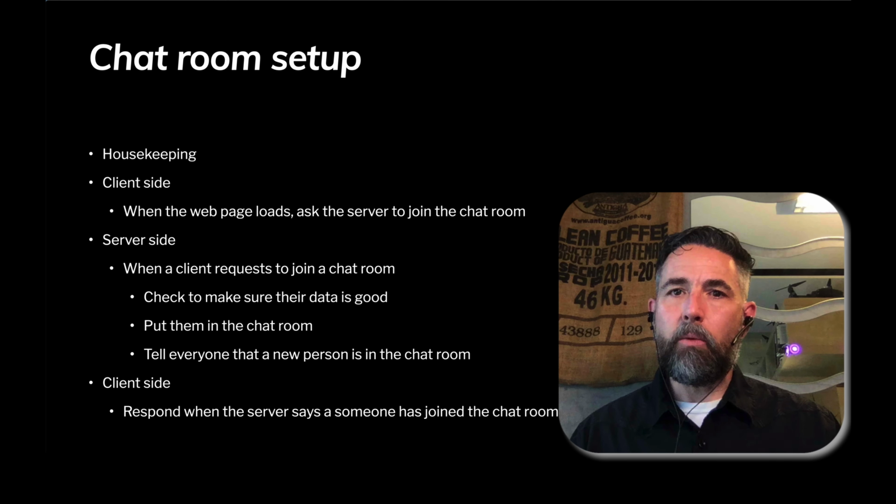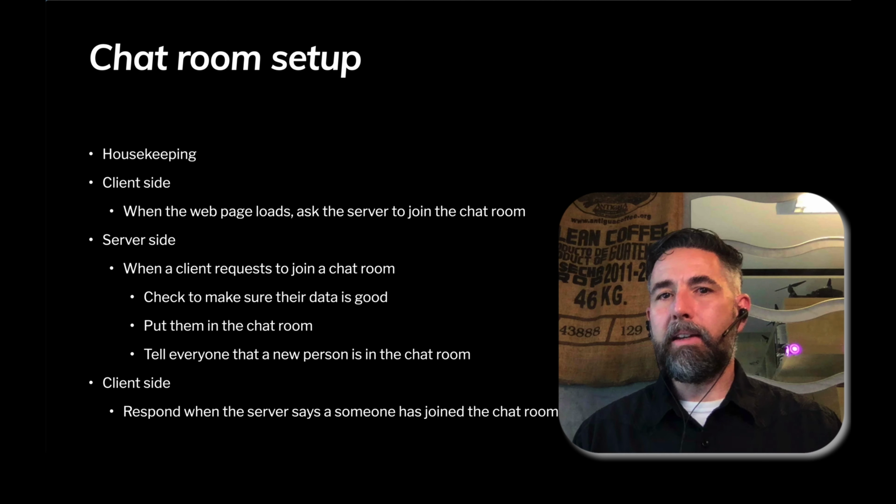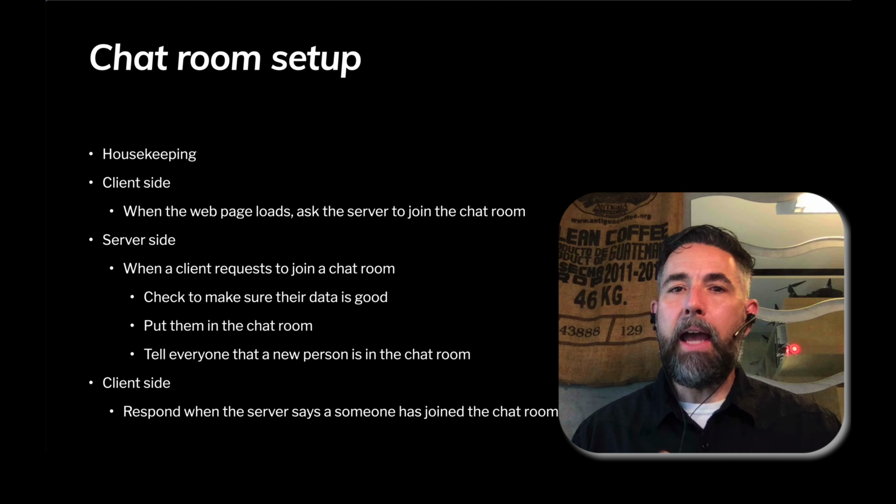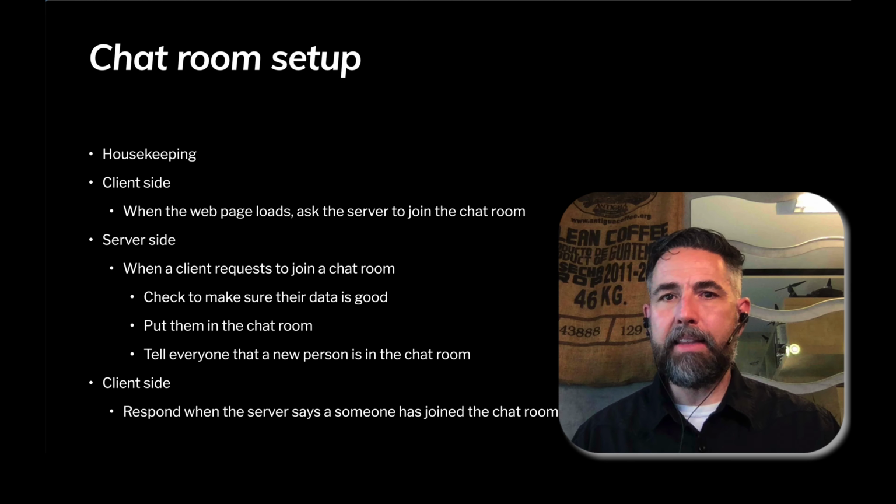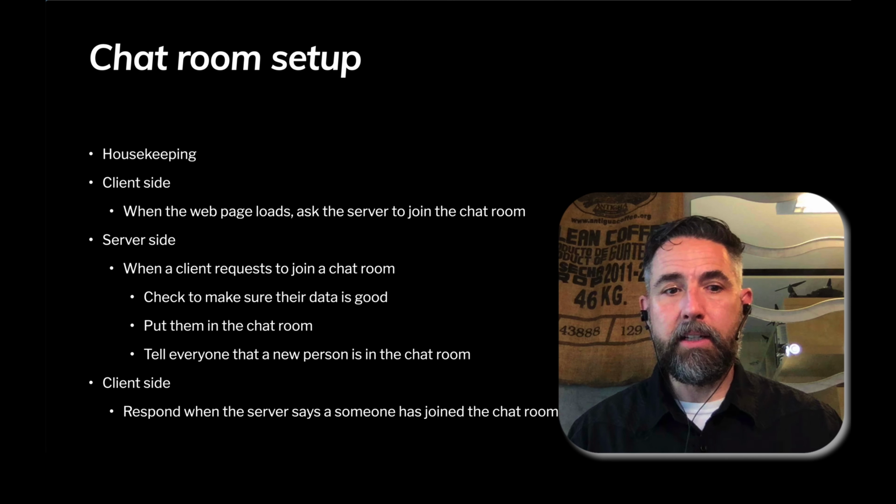Then on the server side, we're going to wait to receive messages from clients when they want to join a chat room. If we do get that message, we're going to check to make sure that the data they sent us was good. Then we'll put them into the chat room that they requested, and tell everyone in that chat room that a new person has joined.